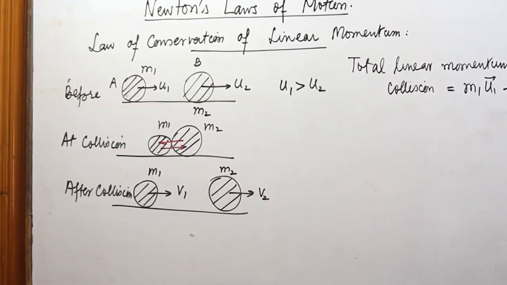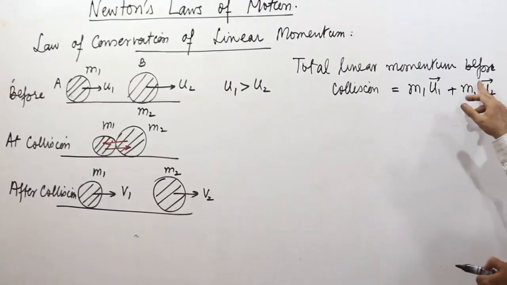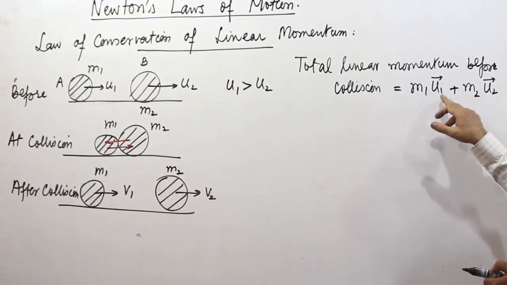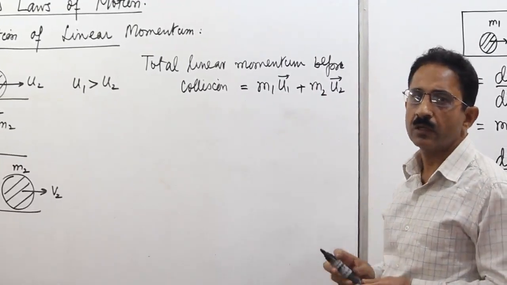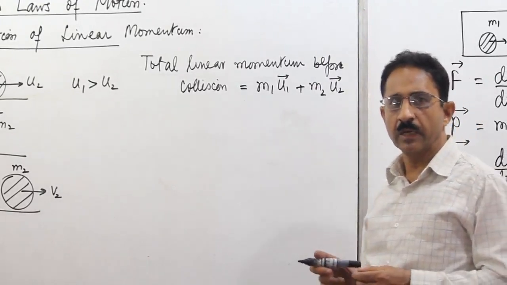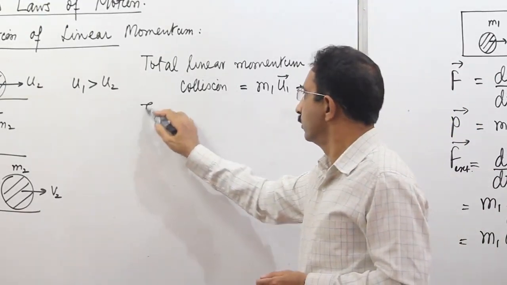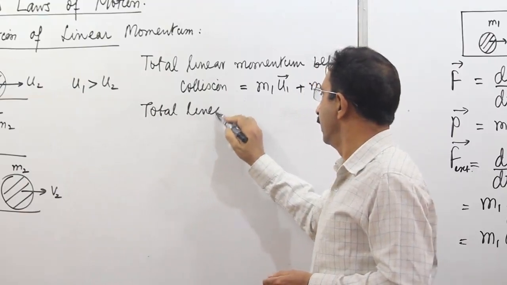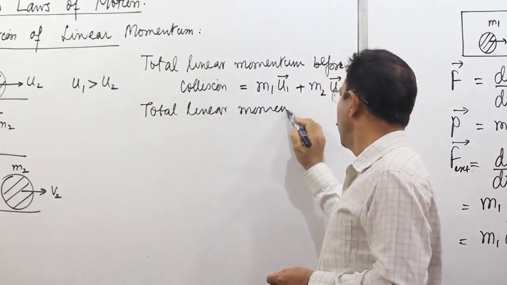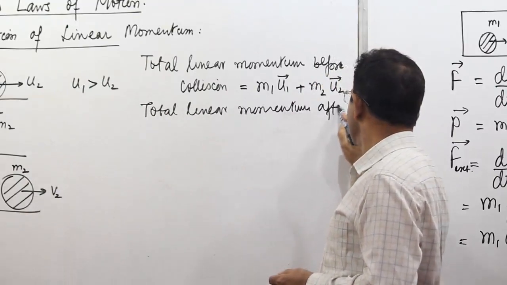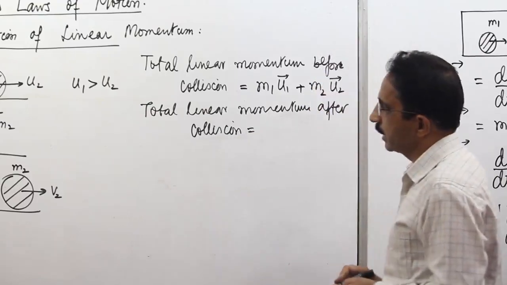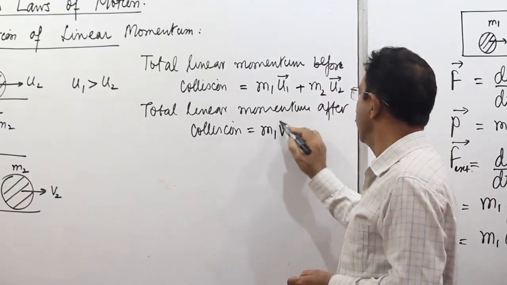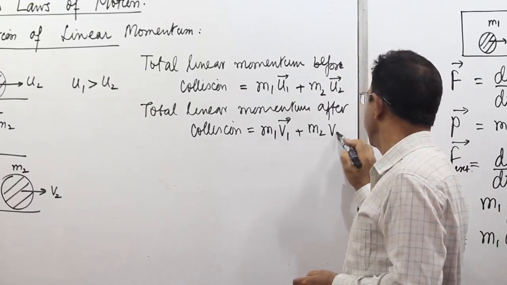These here are along the same straight line, which we can take advantage of, so that we may take these two as scalars, u1 and u2, because the direction is the same. Scalar algebra will be at work. It is not necessary that we will require the parallelogram law or triangle law. Now the total linear momentum of the system, momentum after collision. After collision the velocities are v1 and v2. So we have m1 v1 plus m2 v2.